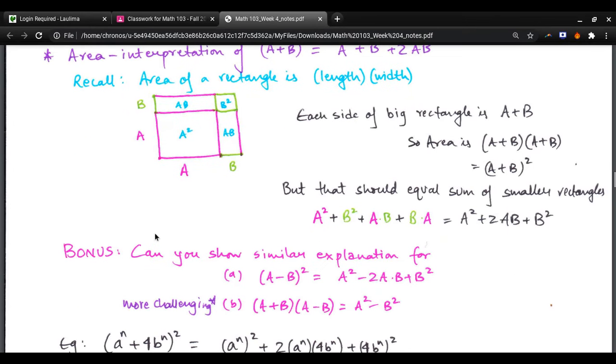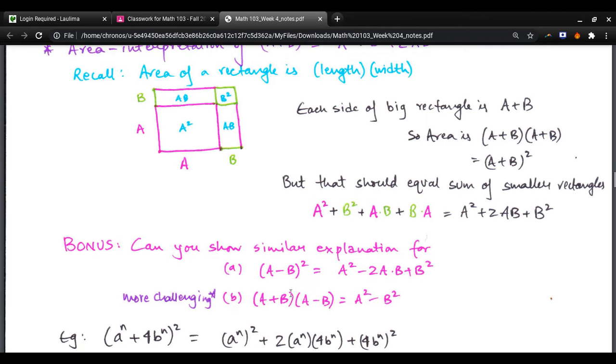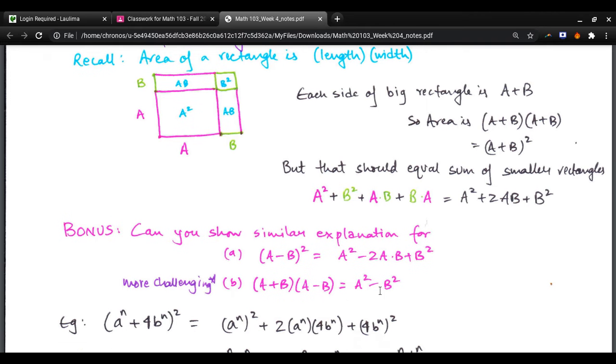So here's a bonus problem. Can you show a similar explanation, meaning an area explanation, for a minus b squared being a squared minus 2ab plus b squared, and a plus b times a minus b being a squared minus b squared, which is a more challenging problem as compared to the first one?